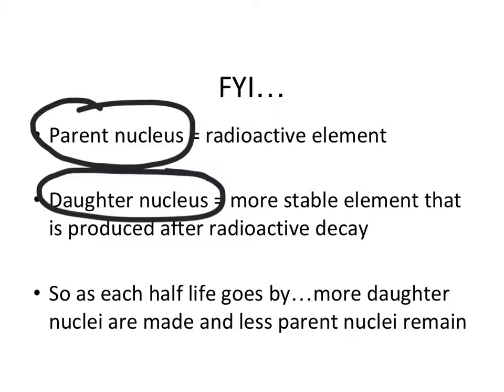So as each half-life goes by, you're going to get more daughter nuclei and less parent nuclei, because we know that the radioactive, which is unstable, is turning into stable. And that's the goal.